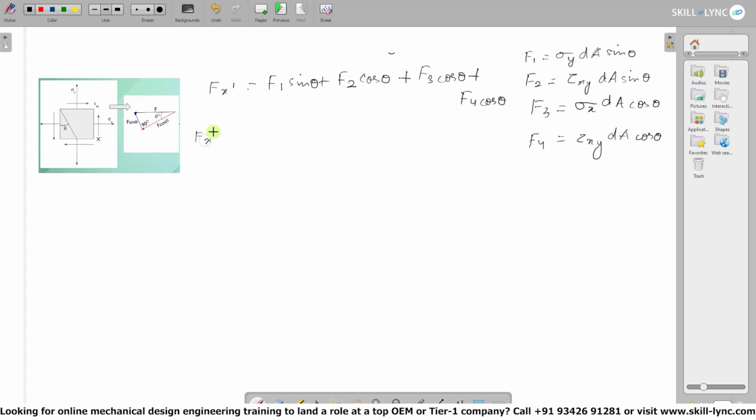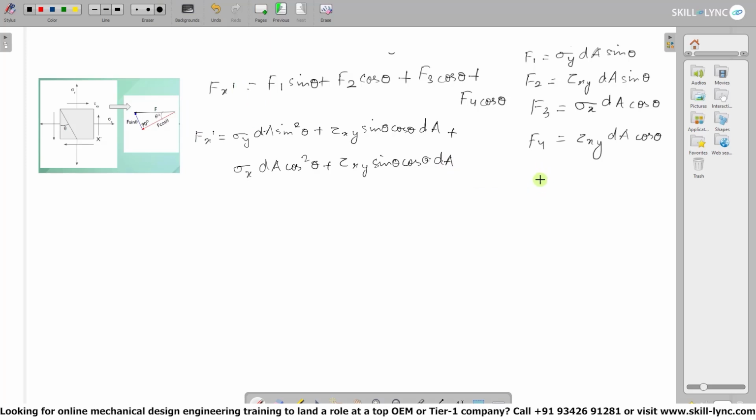So f x dash is equal to sigma y dA sine square theta plus tau xy sine theta cos theta dA plus sigma x dA cos square theta plus tau xy sine theta cos theta dA.